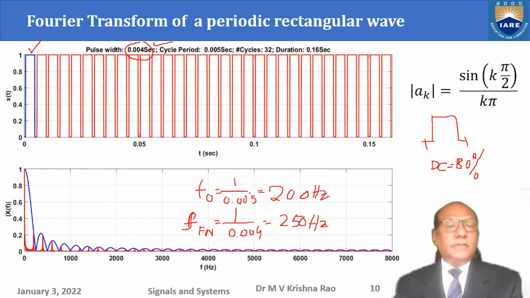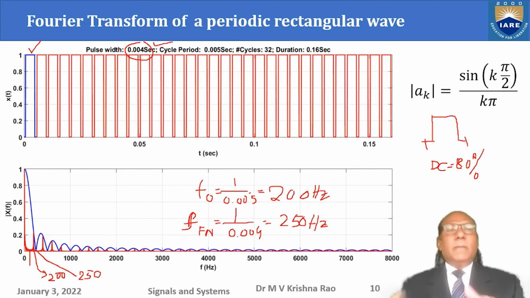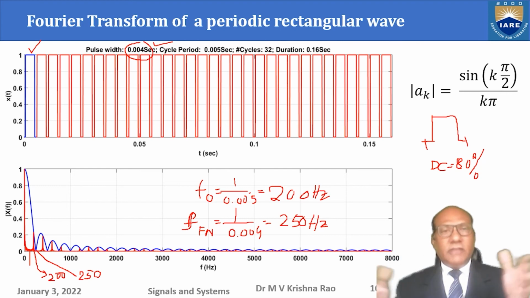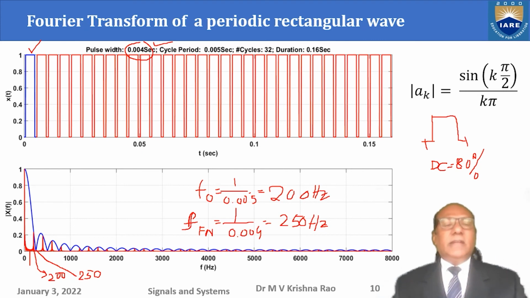See here, this one is 200 and this is the first null. First null is this. This is 250 because we have increased the pulse width, the on period. Naturally, when the time waveform expands, the frequency should compress. That is the reason the first null is only at 250 Hz.